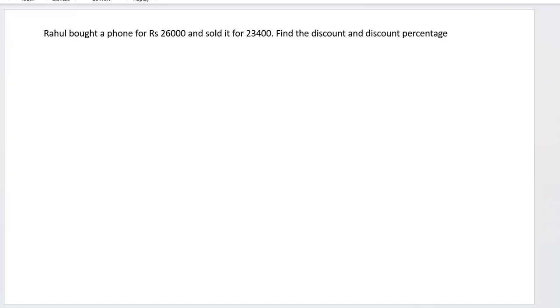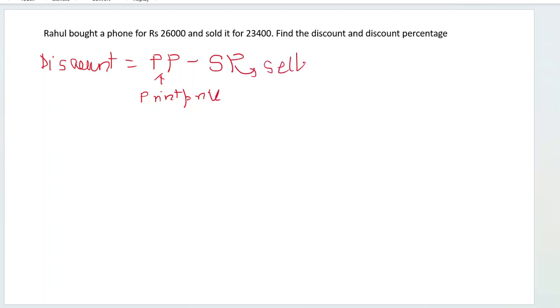Rahul bought a phone for 2600 and sold it for 2400. Find the discount and discount percentage. To solve this problem, we need to learn by heart the following formulas. Discount is equal to print price minus selling price. Now this PP is nothing but print price and this SP is nothing but the selling price.